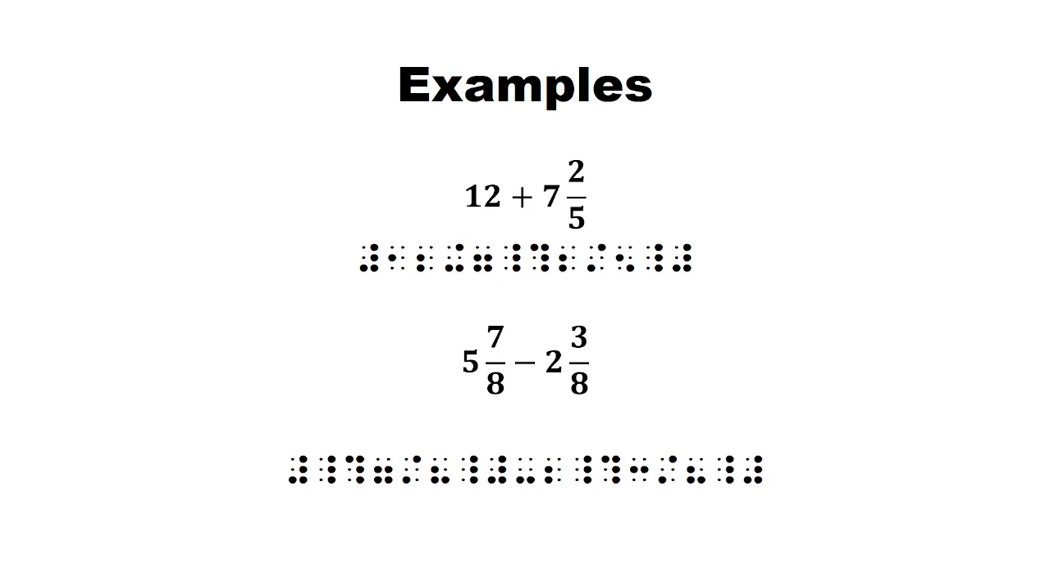So we write 2 without the need to write the numeric indicator. So 2, and then before we write the simple fraction, we put the opening mixed fraction indicator. First cell, that's 4, 5, 6. Second cell, that's 1, 4, 5, 6. And then the numerator, which is 3 over 8, our denominator. And then our closing mixed fraction. First cell, we have 4, 5, 6. And second cell, we have 3, 4, 5, 6.